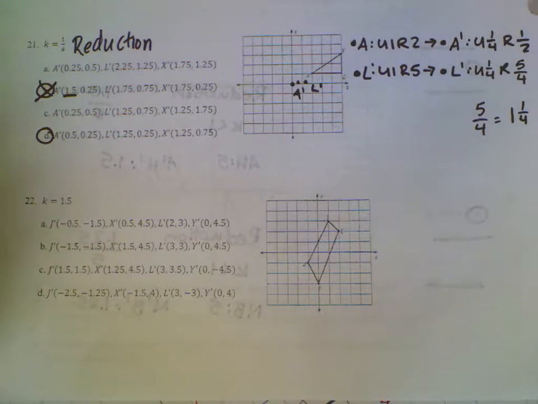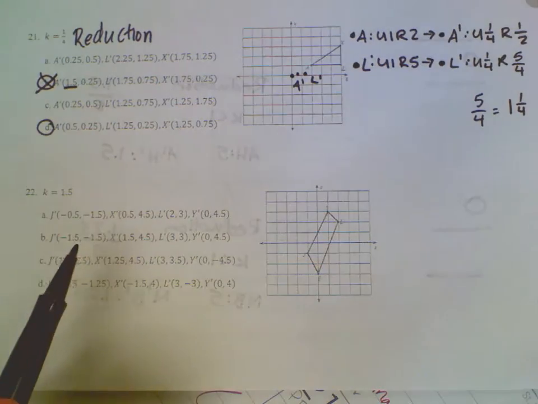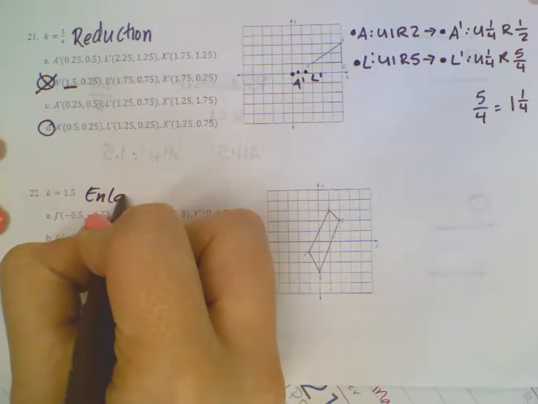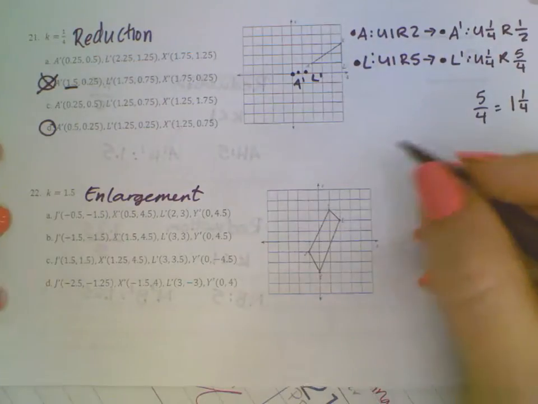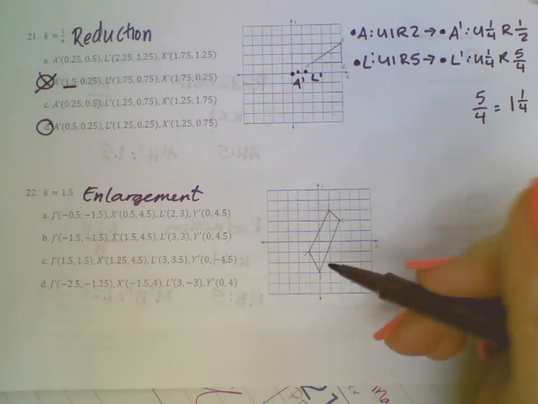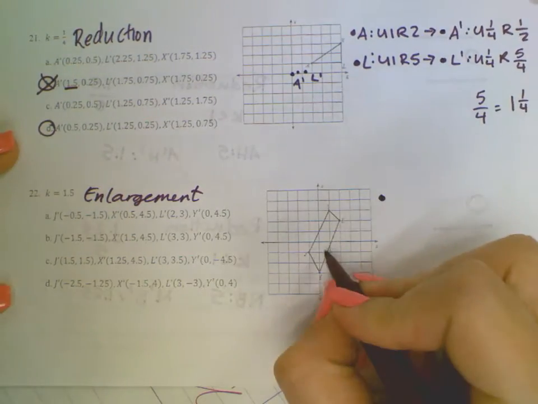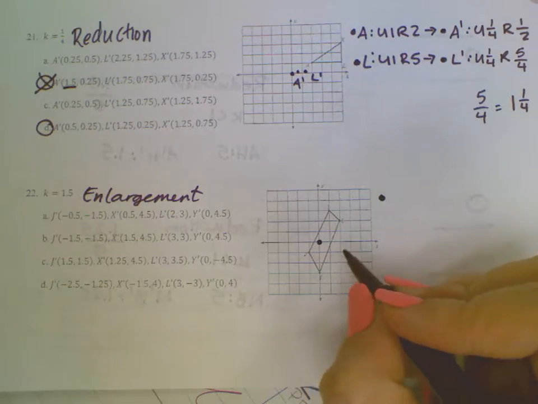For number 22, we are trying to dilate with a scale factor of 1.5. 1.5 is greater than 1, so this is an enlargement. If it's an enlargement, that means that my figure will be getting bigger. It doesn't tell me where my center of dilation is going to be, so I'm just going to make it the origin since it didn't state otherwise.